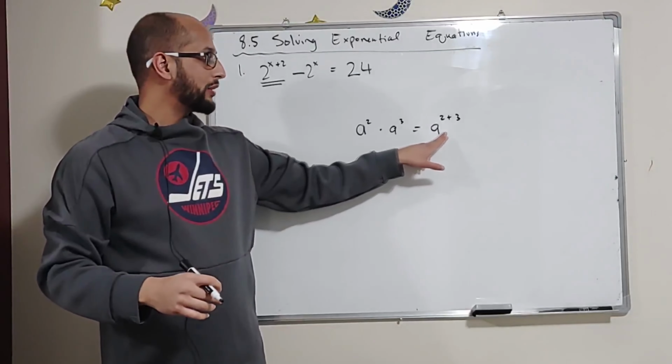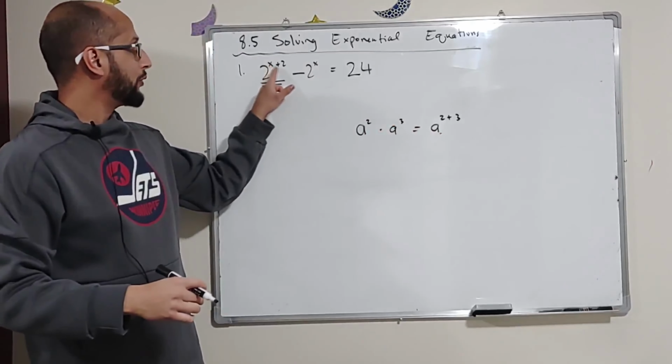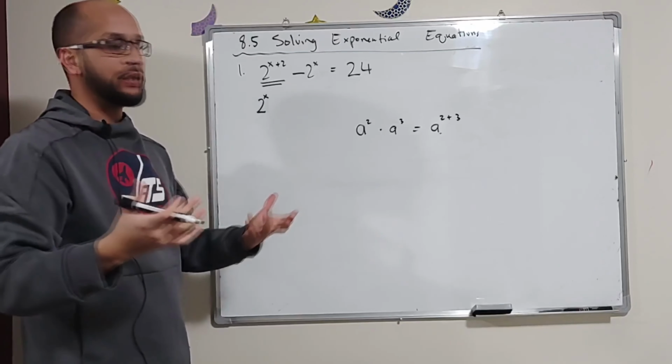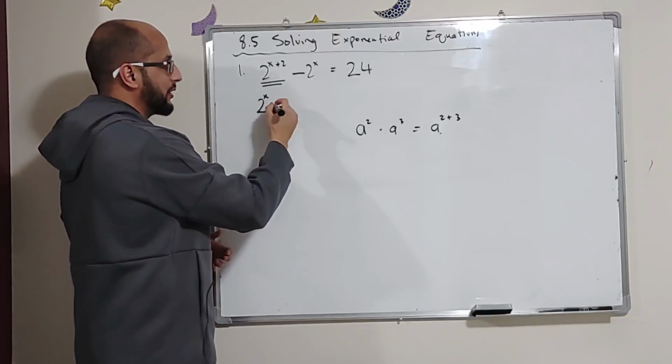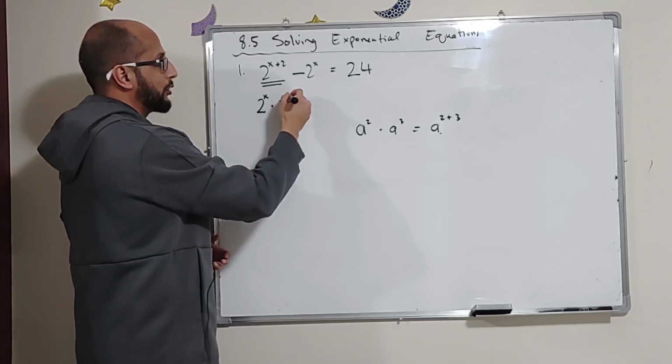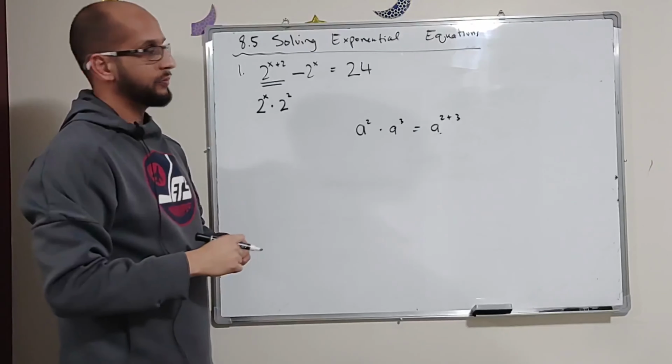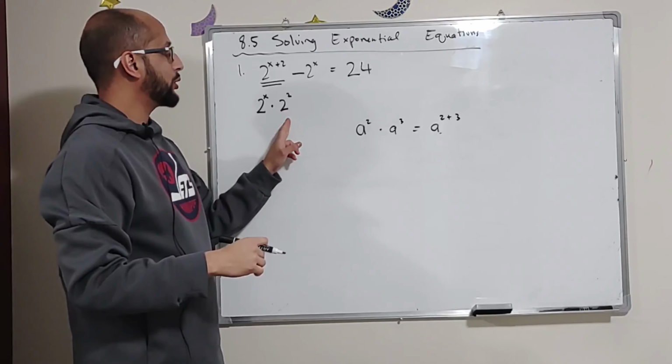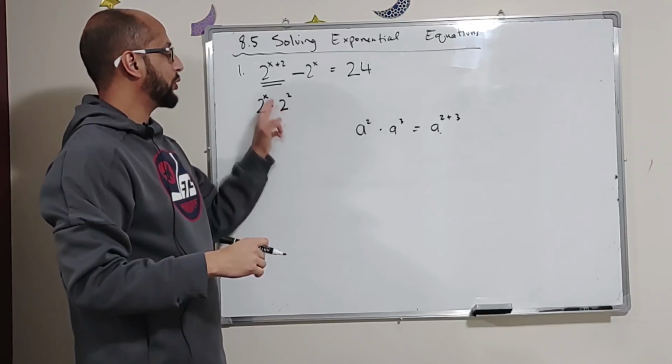So working backwards, 2 to the power of x plus 2 can be written as 2 to the power of x multiplied by 2 to the power of 2. 2 to the power of x times 2 to the power of 2 would be 2 to the power of x plus 2. So what we've done is we've split it into two separate terms. The rest of it stays as minus 2 to the power of x is equal to 24.